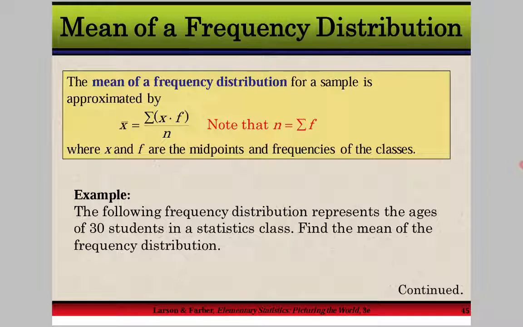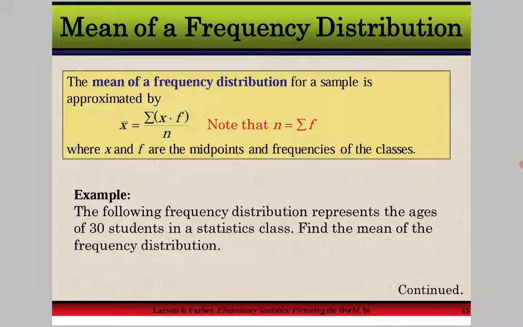So next is the mean of a frequency distribution. How do we find the mean of a frequency distribution? The mean of a frequency distribution for a sample is approximated by x bar equals sigma x into f by n, where n is the total number of items, x is the data and f is the frequency. X bar is the mean of the frequency distribution. Note that n equals sigma f.